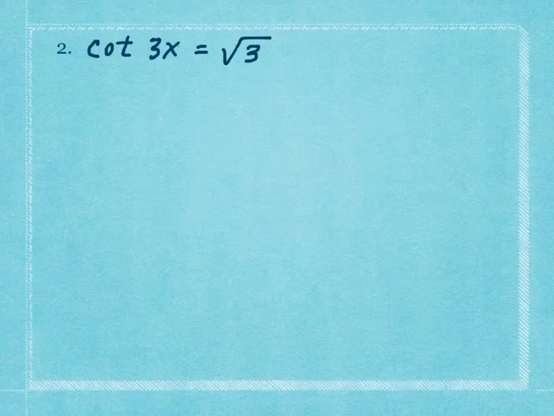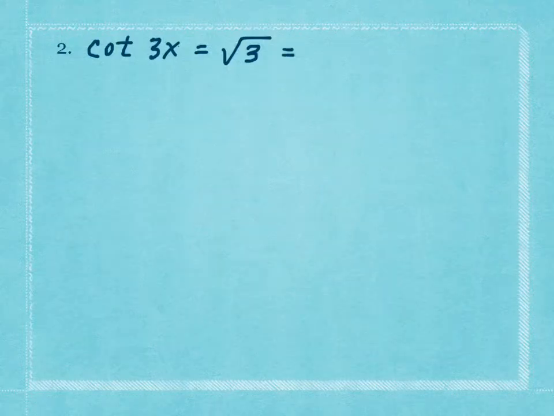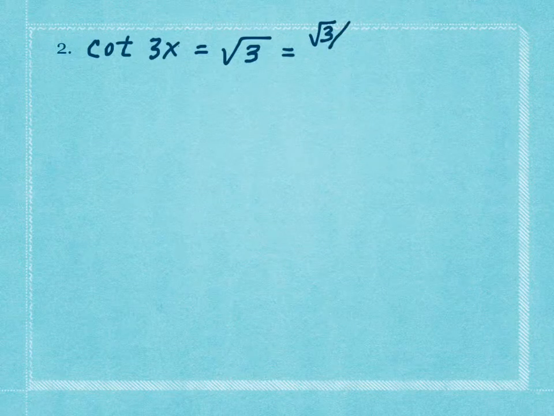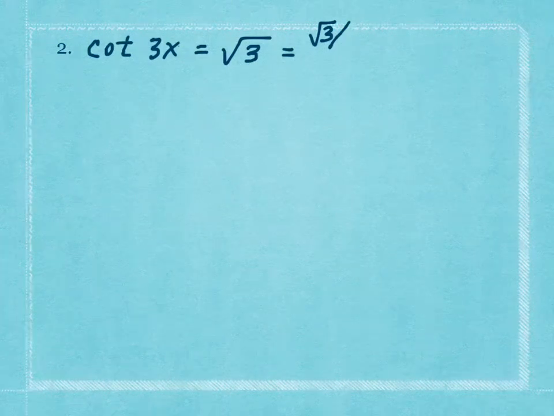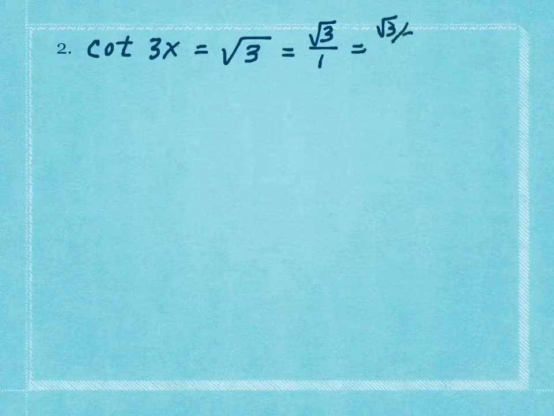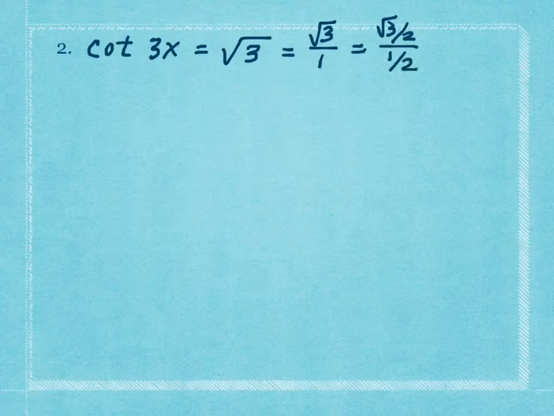Now, bear with me because it's going to start out looking the same anyway. So this right here, square root of 3, I'm actually going to think about this then as over 2. Let's write it this way first. Square root of 3 over 1. Which is the same thing as square root of 3 over 2 over 1/2.